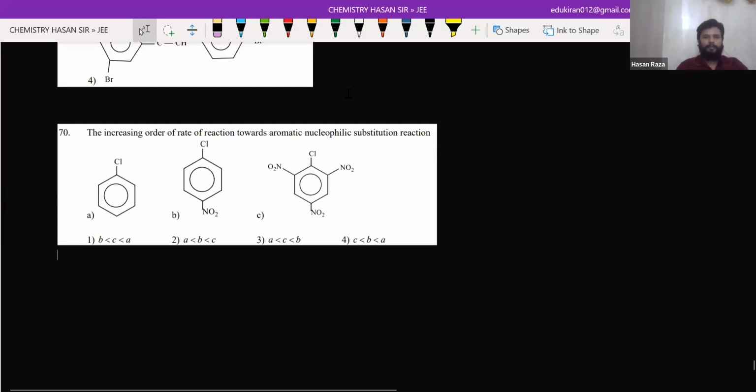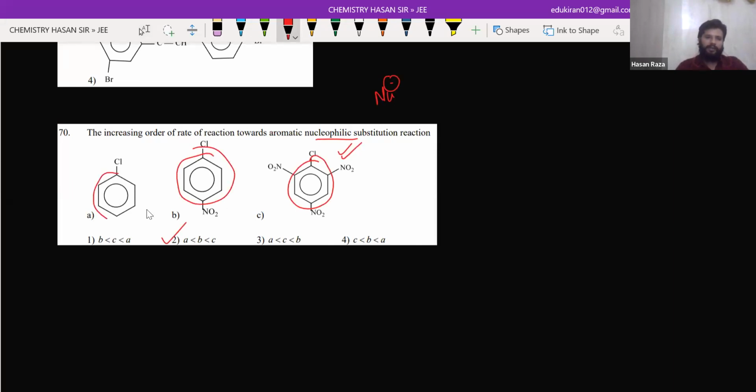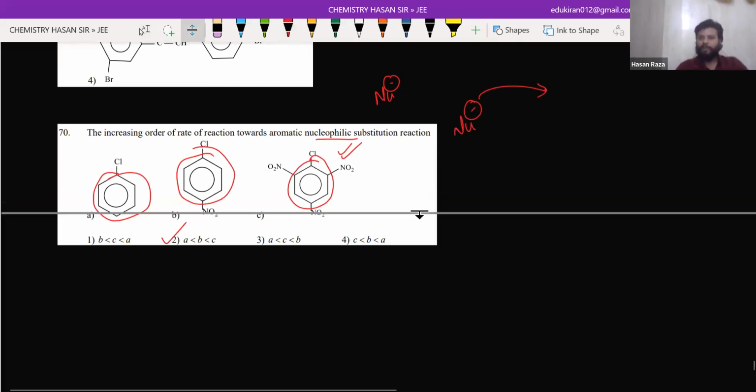Sir, option 2. No, that's good. Nucleophilic substitution reaction, aromatic nucleophilic. So the nucleophile wants to attack; the increasing order of the rate towards aromatic nucleophilic substitution. So the correct option is 2, because the electron density will be lowest in this, and then this, and then this. And if a nucleophile wants to attack, it will attack on that side where fewer electrons will be there.